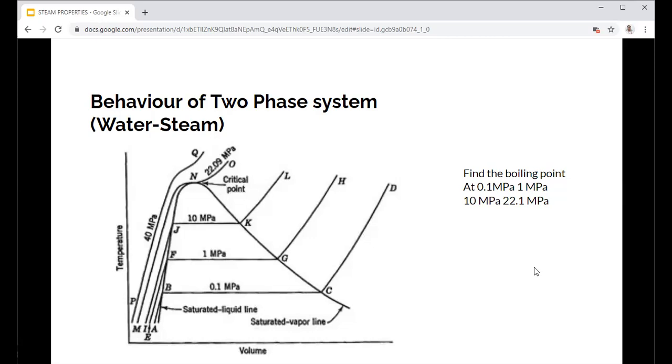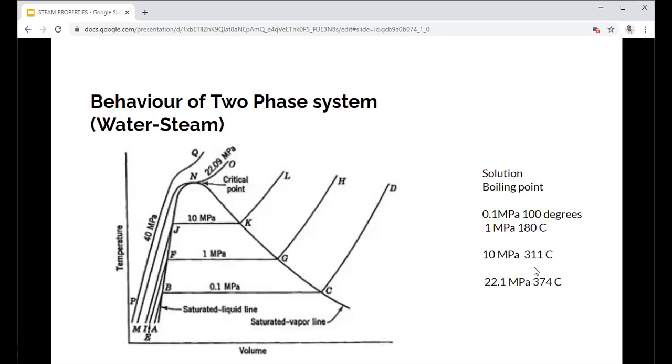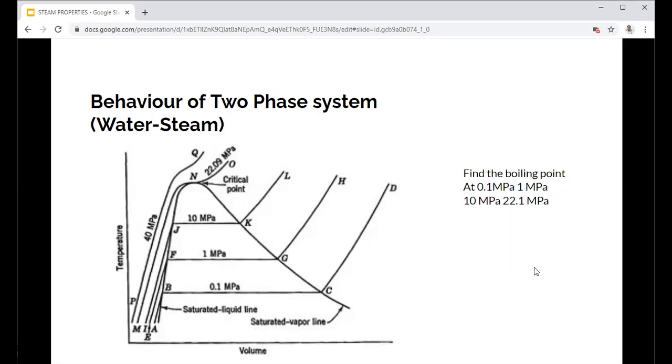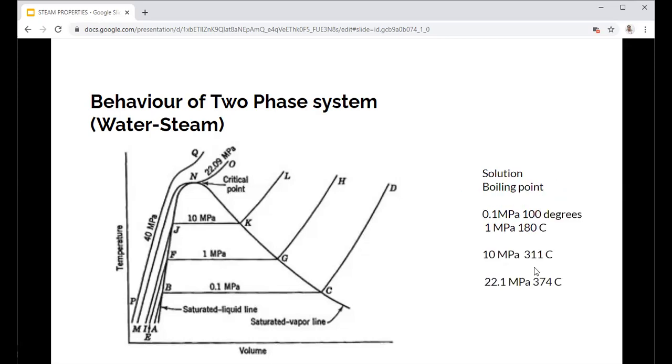Okay, so let me just show you these calculations. This first slide which I had shown you, I already explained how to find the boiling point using the steam table at 0.1 megapascal, 1 megapascal, 10 megapascal, and 22.1 megapascal. From the steam table you would get directly the boiling point as 100 degrees centigrade at 0.1 megapascal. At 1 megapascal it was 179.9 degrees centigrade, which is approximately 180.